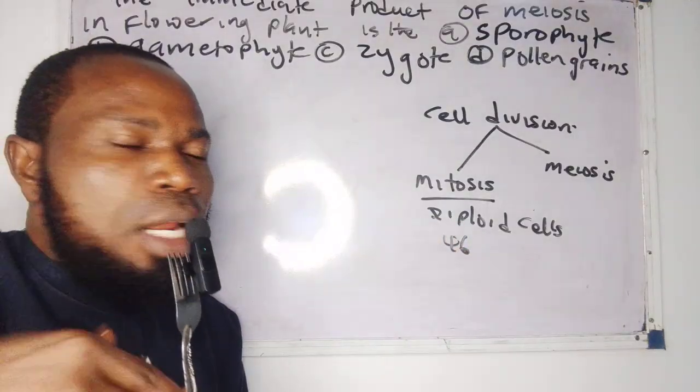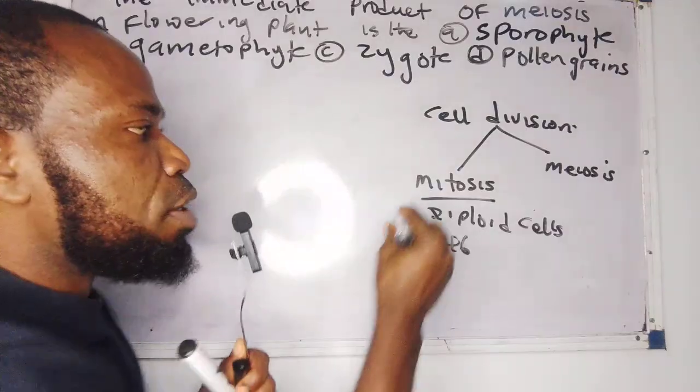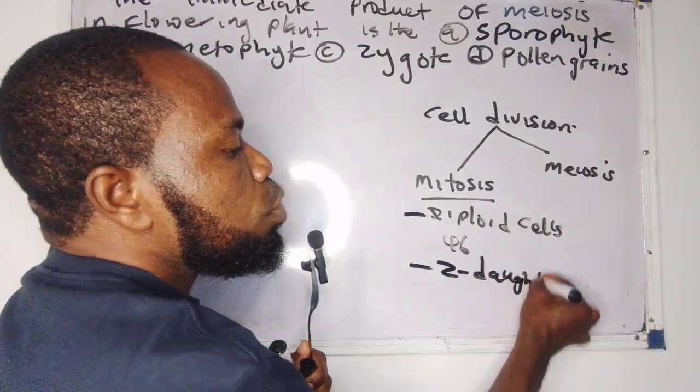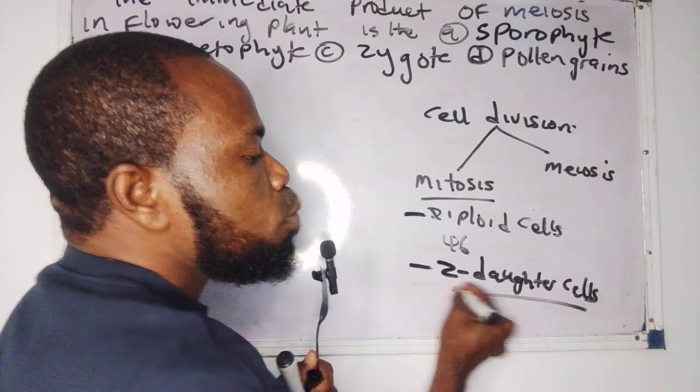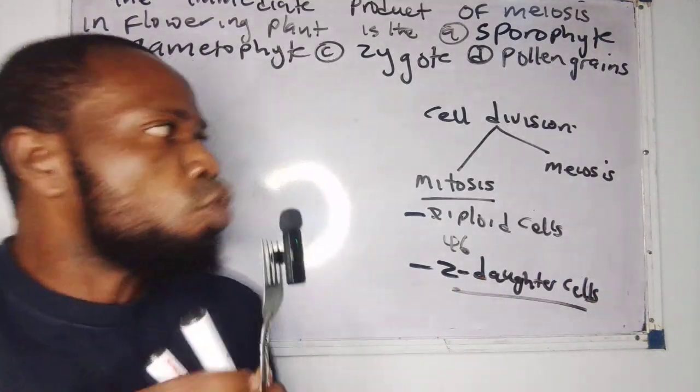Another thing you must put at the back of your mind is that each mitotic division brings about the formation of two daughter cells. Using daughter cells here, just put at the back of your mind, simply put, that daughter cells are new cells that are formed.